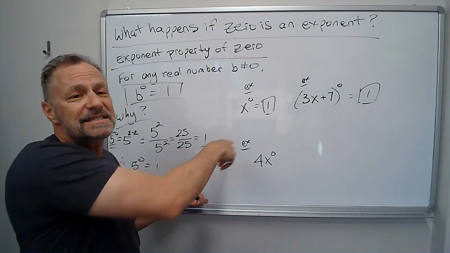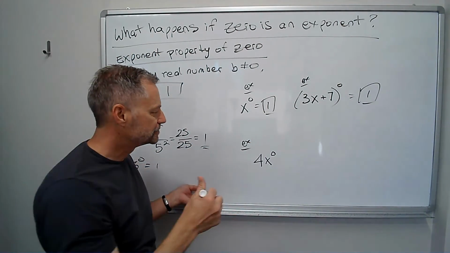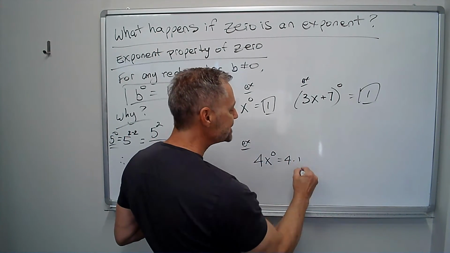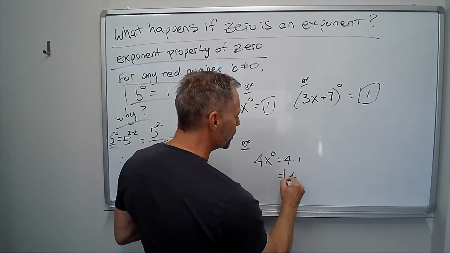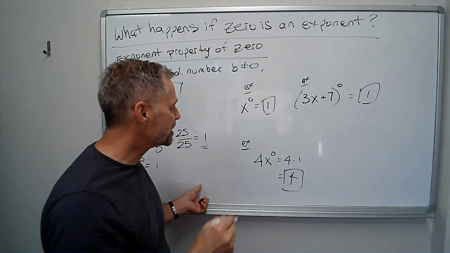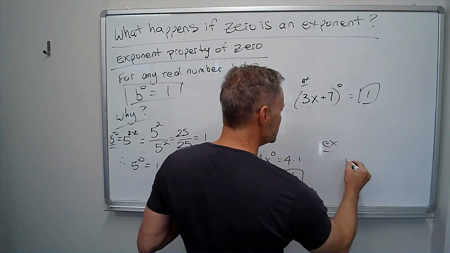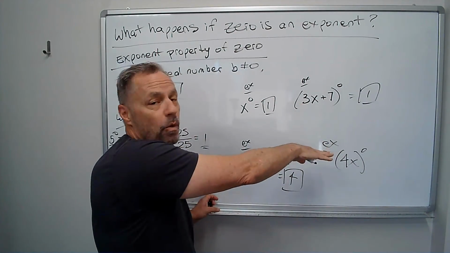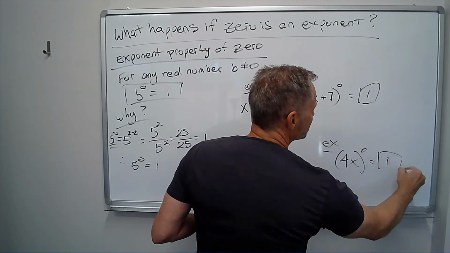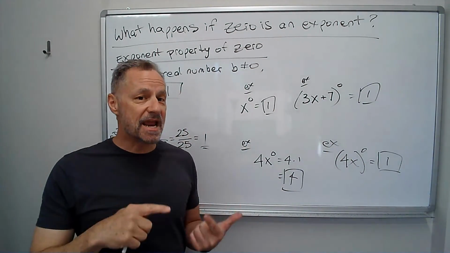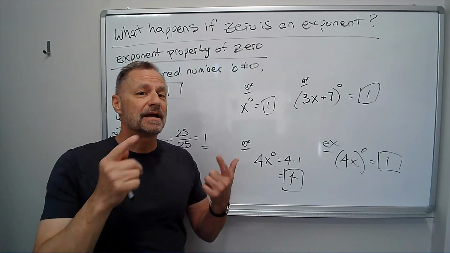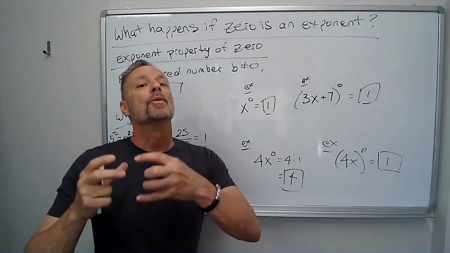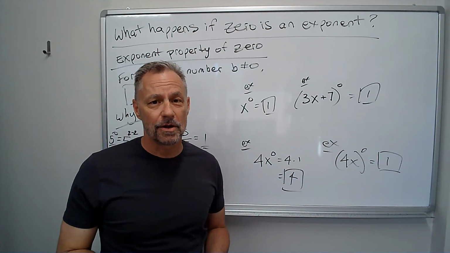What about 4x to the 0? Careful. The 0 only relates to the x. This is 4 times 1, which is 4. So do be a little bit careful there. Now, however, if this had said, what's 4x quantity to the 0, now that whole thing's the base. Now the answer is 1. So do be careful, but the property with 0 as an exponent just says anything other than 0 raised to the 0 power is just going to be 1.